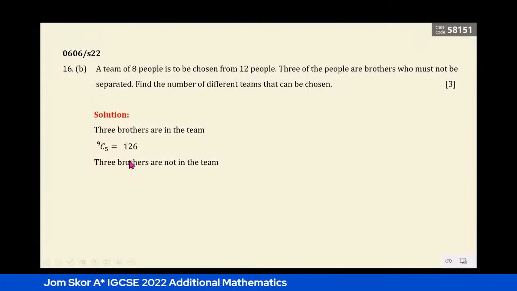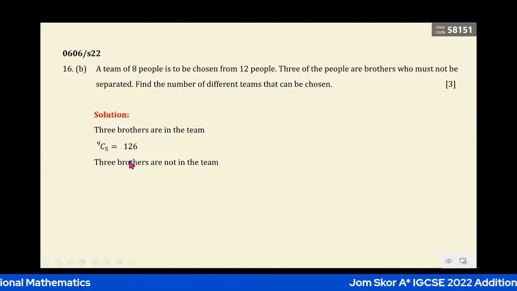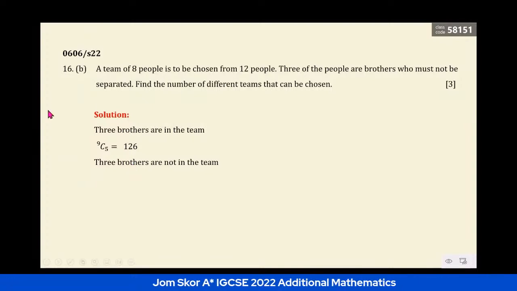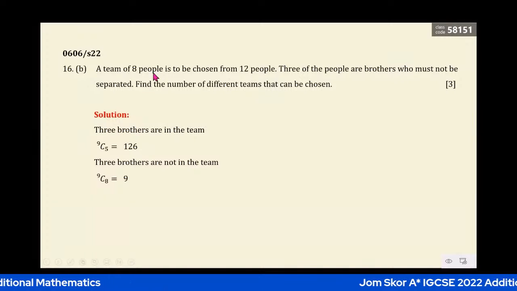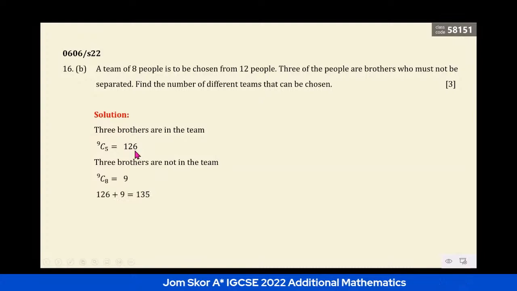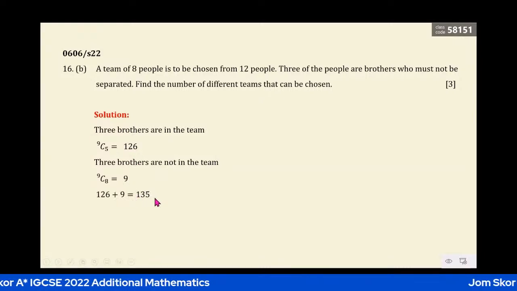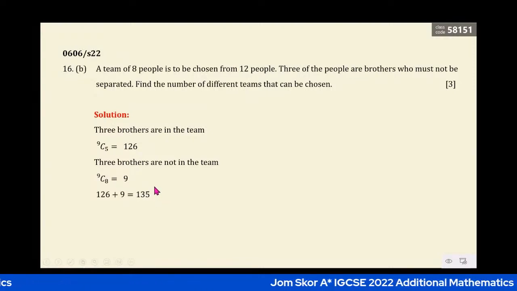fulfilled by berapa? 9 people. Sebab out of 12, 3 beradik ni kita dah tolak. So kita akan ada 9. From these 9 people, we want to choose 8. So 9C8, which is equal to 9. Okay, so the number of different teams that can be chosen is the sum of these two, 126 plus 9, which is 135.